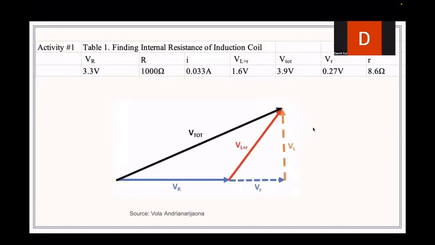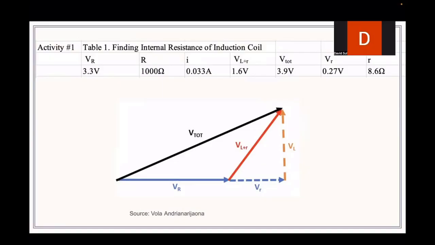Hello, my name is David So, and I'll run over some of the results that we found in this lab experiment. For activity number 1, we tried to find the internal resistance in the induction coil, and this is for better accuracy and preciseness of the measurements for activity number 2 and activity number 3.